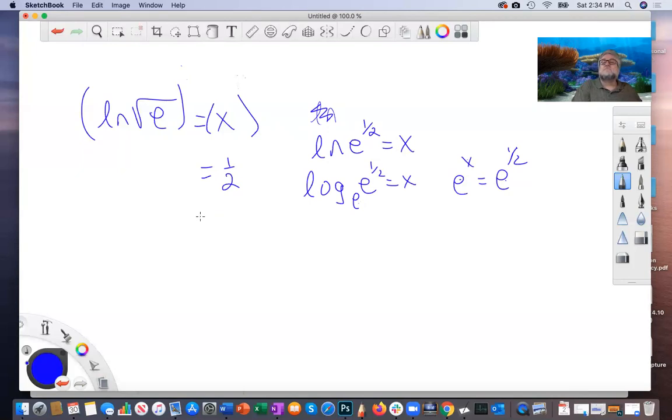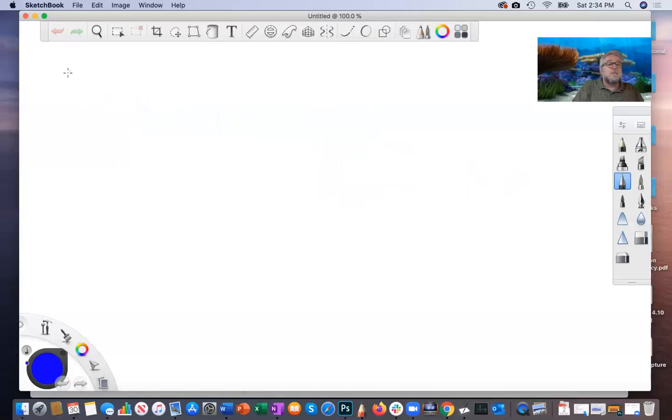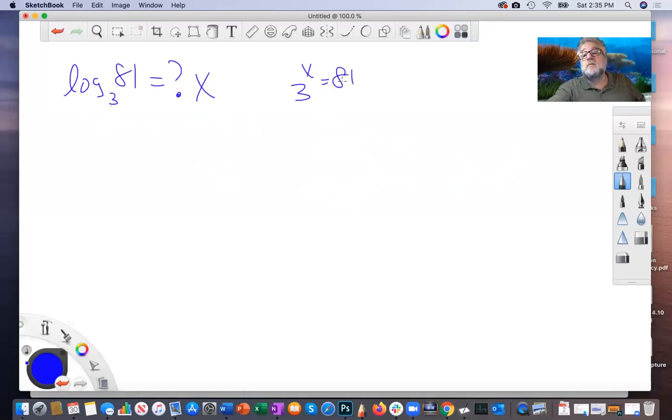Okay, let's look at another one. Here's one for you to consider. Log base 3 of 81 equals what? So what do you do? That's base 3, it's not base e, it's not base 10. What do we do with that? Well, we set it equal to x, and we change it from logarithmic form to exponential form. Base, exponent, answer.